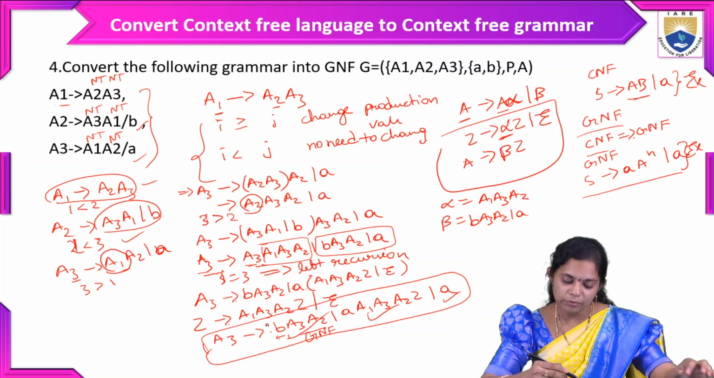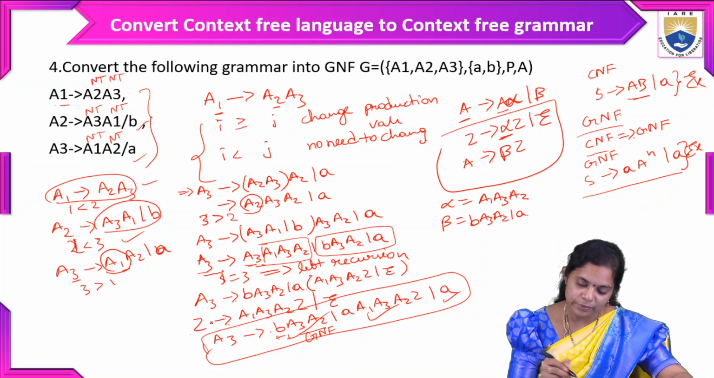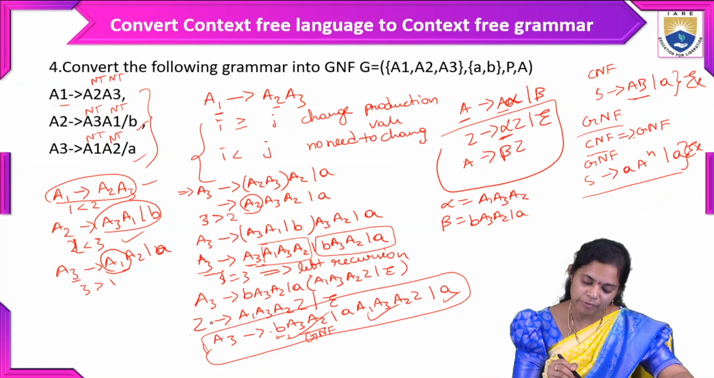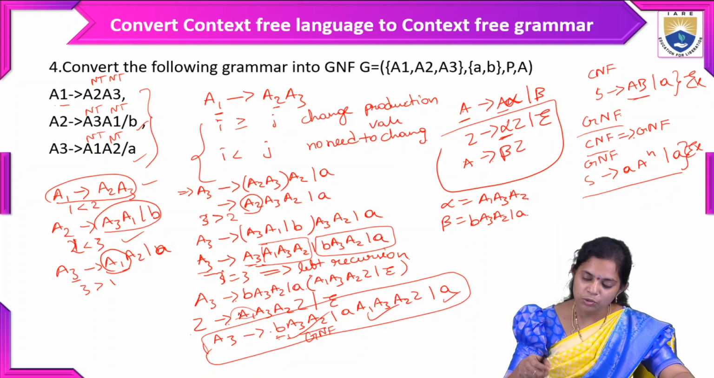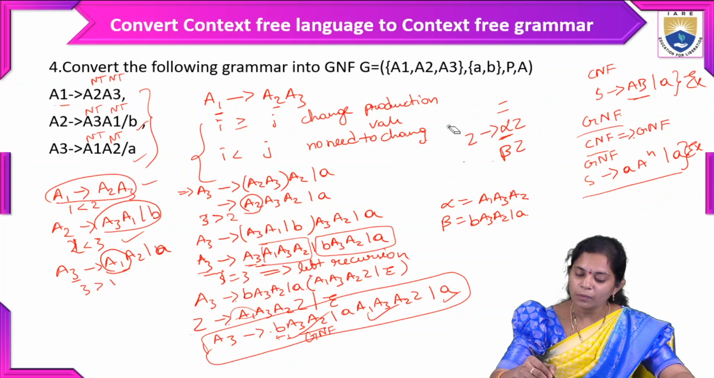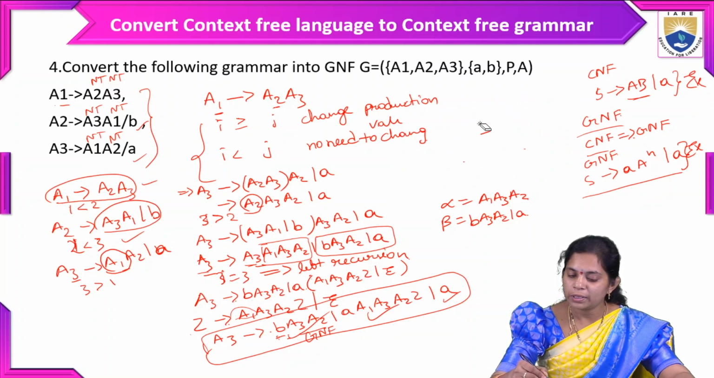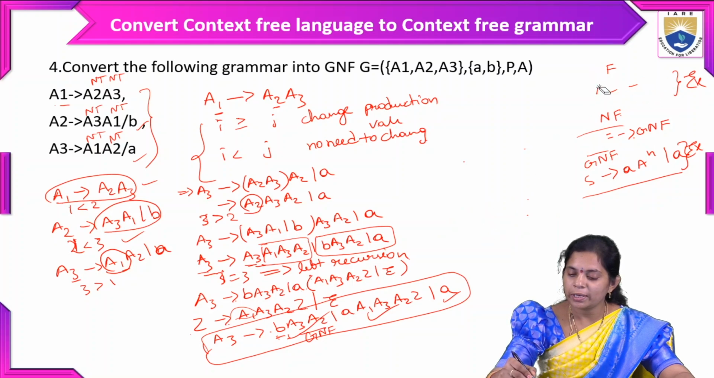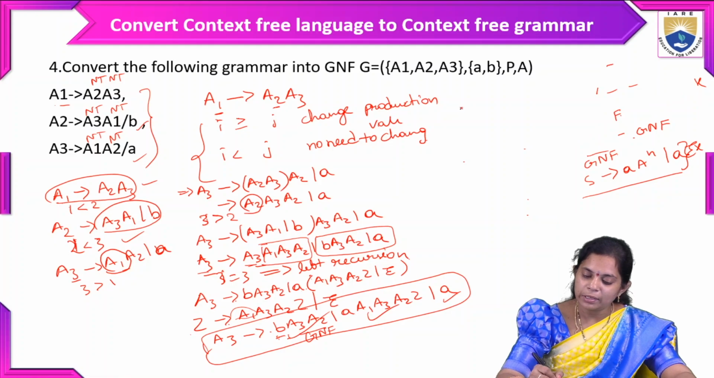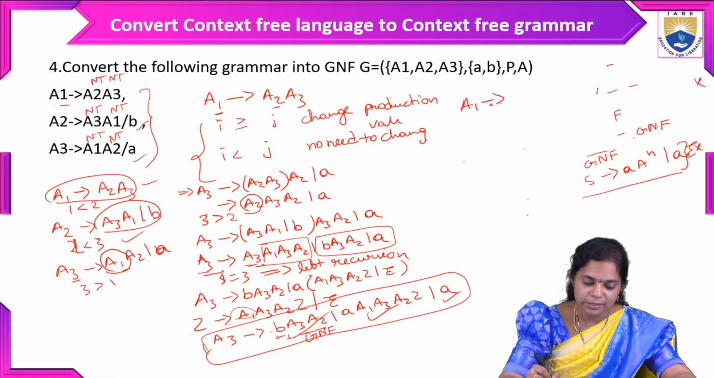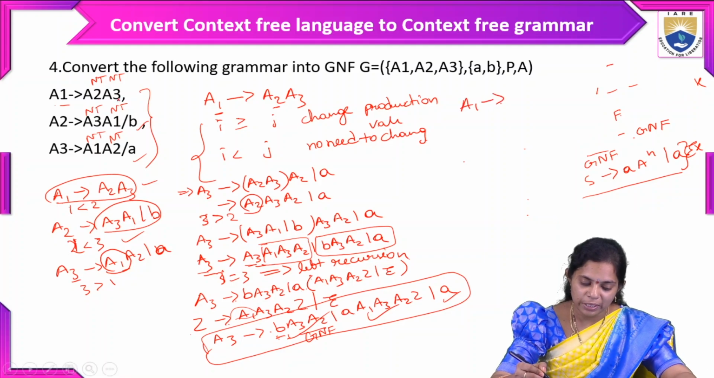And one more thing, we need to substitute the value of Z also. Why? Because the Z value is not following the GNF rule. So we need to substitute the A1 value. Before converting the A1 value, let me write all the grammar together and then we will write. So here A1 tends to, so A1 is there, and what is the value of A2?